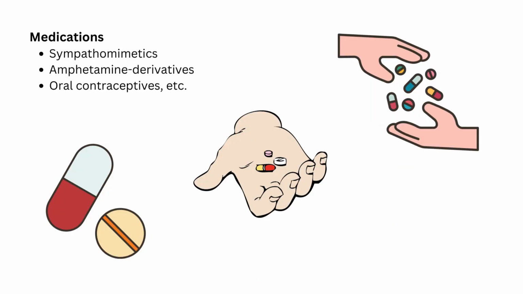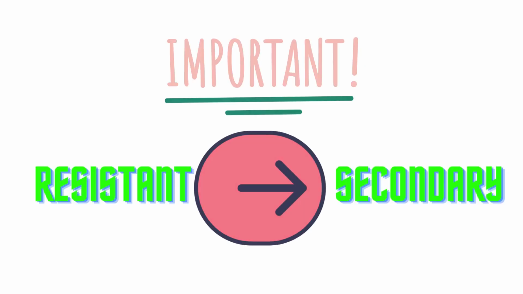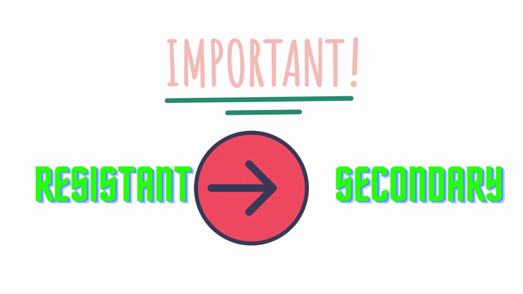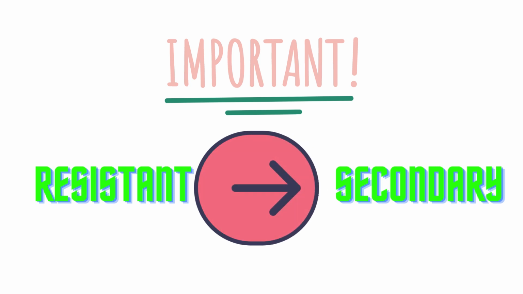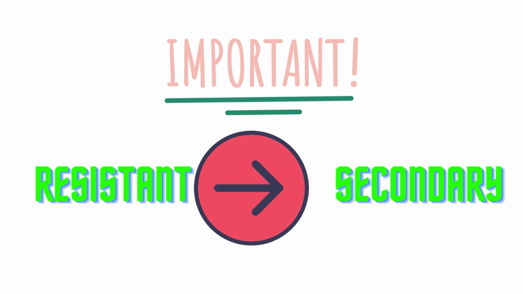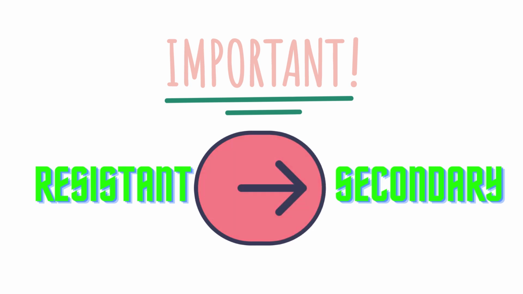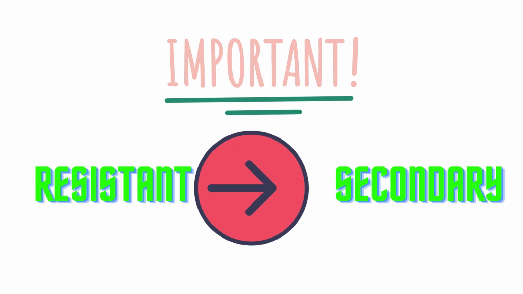Side effects from certain medications can also contribute to secondary hypertension. Medications like sympathomimetics, amphetamine derivatives, oral contraceptives, etc. can raise blood pressure, causing secondary hypertension. It is essential to identify the underlying cause of secondary hypertension, since it will be tough to control until those conditions are addressed. The more resistant the hypertension, the more likely there is to be a secondary cause.